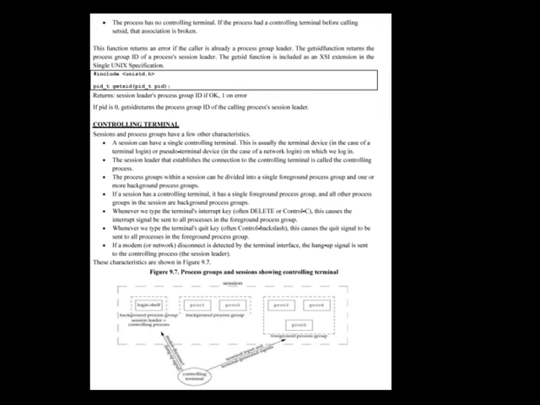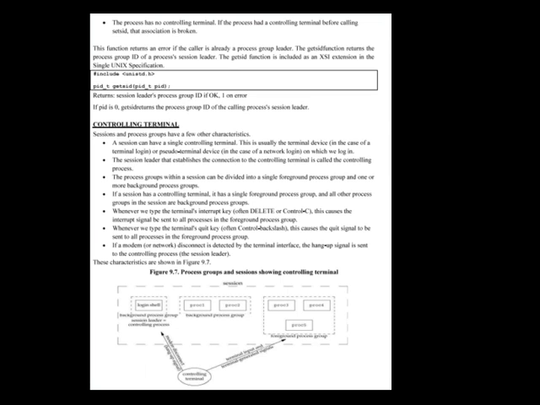Whenever we type the terminal's interrupt key, often delete or Control-C, this causes the interrupt signal to be sent to all processes in the foreground process group. Whenever we type the terminal's quit key, often Control-backslash, this causes the quit signal to be sent to all processes in the foreground process group. If a modem or network disconnect is detected by the terminal interface, the hang-up signal is sent to the controlling process, the session leader. These characteristics are shown in Figure 9.7.